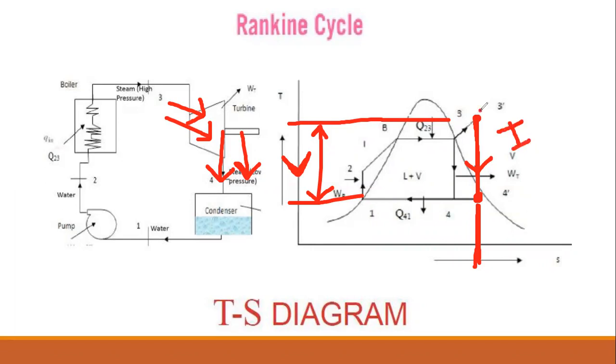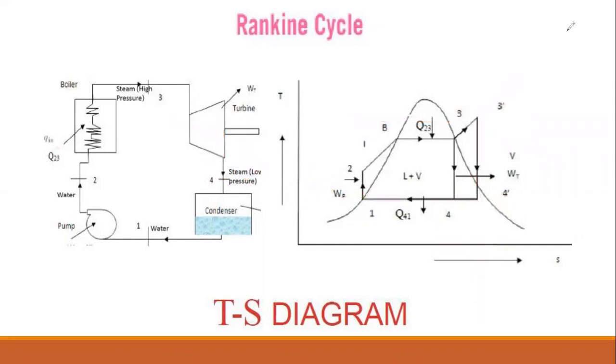The point 3 entropy and the point 4 entropy will remain the same because there is no heat exchange in the turbine. No heat goes outside, or no outside heat comes to the inside. So that's why you see, my student, the entropy value stays at a fixed point. Okay.